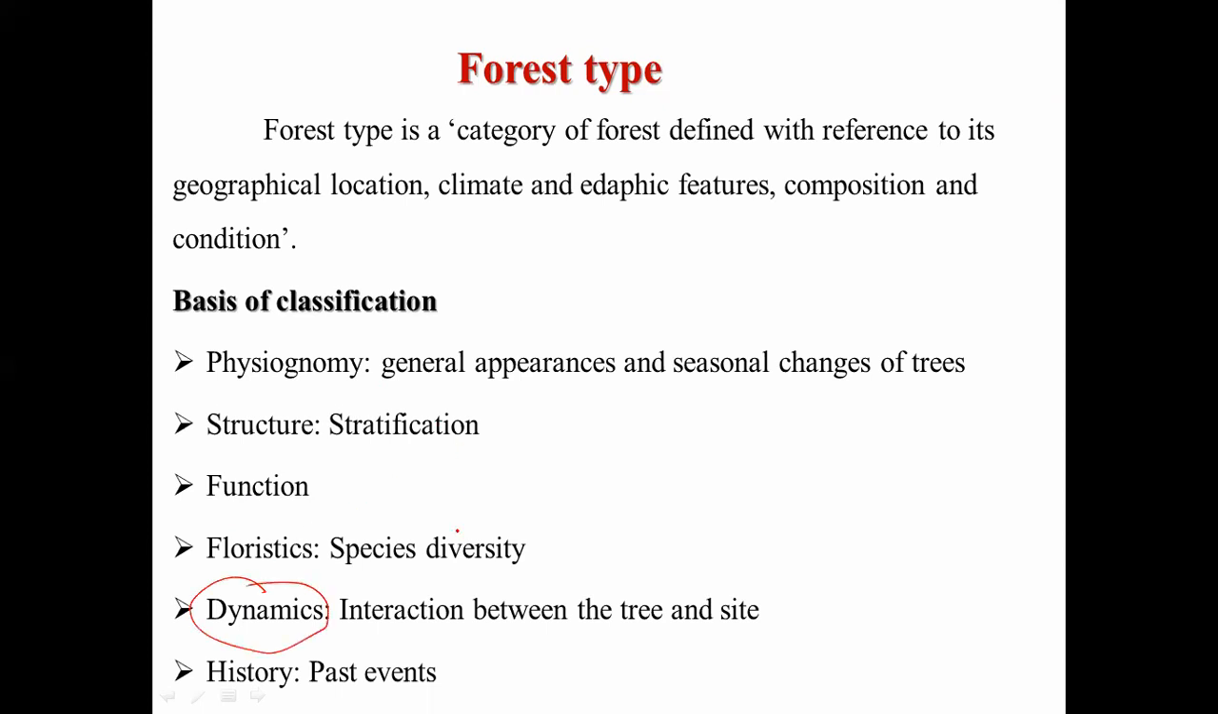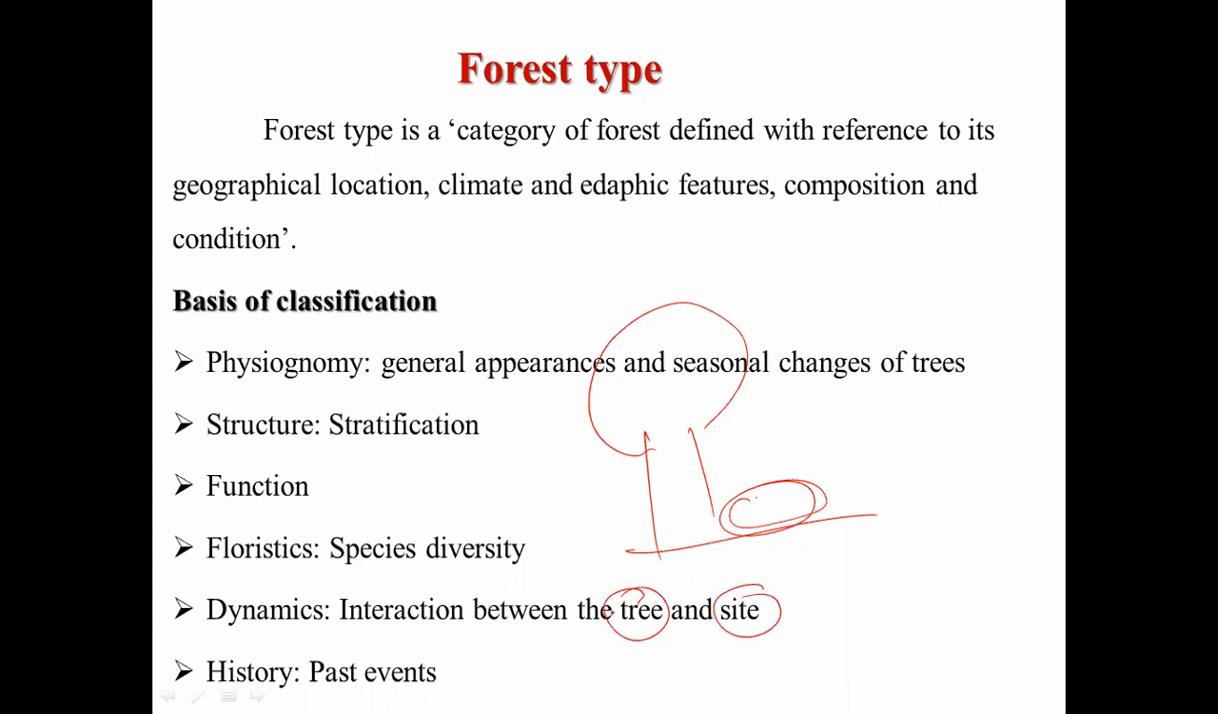So dynamics means how the tropical forest interacts with that particular site condition. Whether there is a succession going to happen, or whether it is in a climax stage, or a subclimax stage, or a pre-climax or post-climax. How that vegetation is influencing the site. That is the interaction between the trees as well as the site.